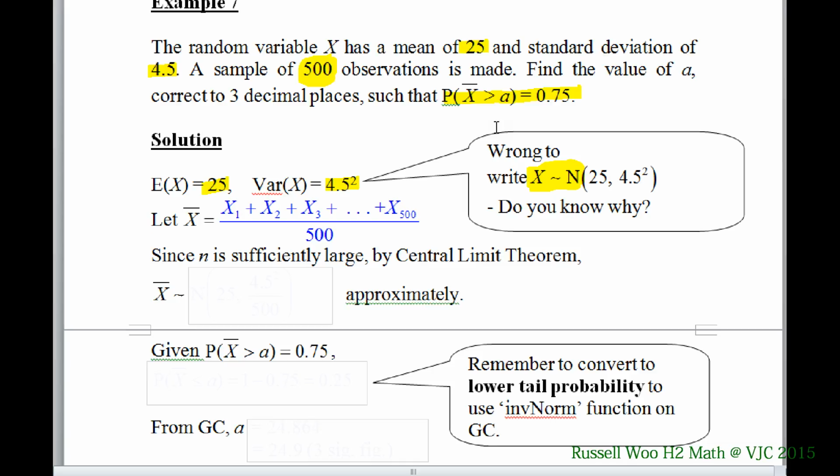Five hundred is quite big. Definitely large enough to use central limit theorem. Okay? By central limit theorem, X bar follows a normal distribution with the same mean. What is the variance? Must be 4.5 squared over 500 approximately.